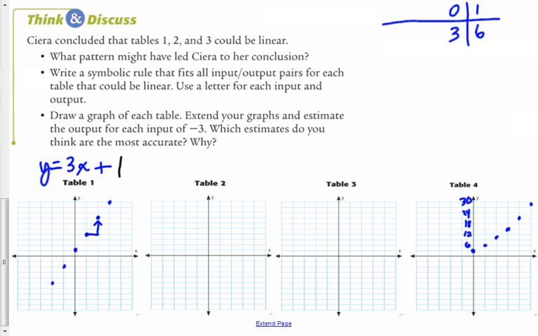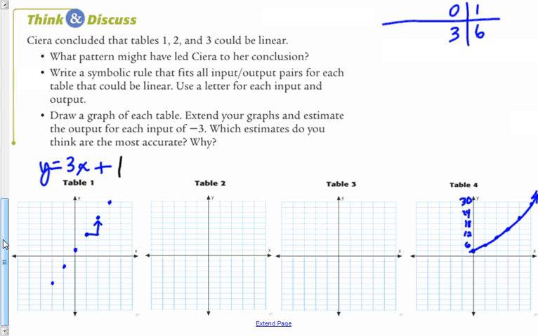So if you look closely, you should notice that the line is starting to curve up. It's not a linear situation. The table really helps us tell whether or not it's a constant. Okay. The other thing we wanted to do here is extend your graph and estimate the output for each input of -3. Which estimates do you think are most accurate?